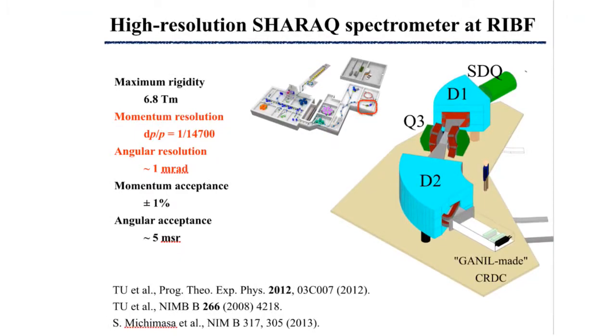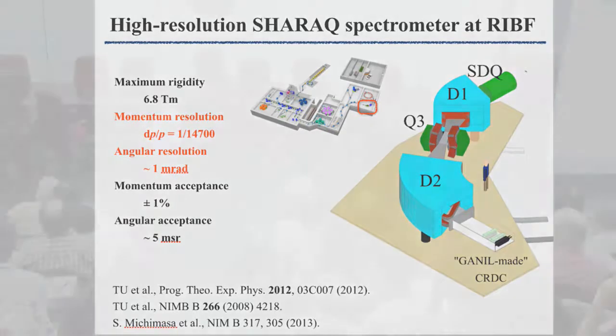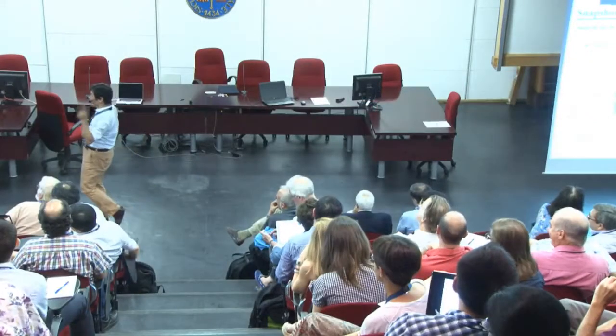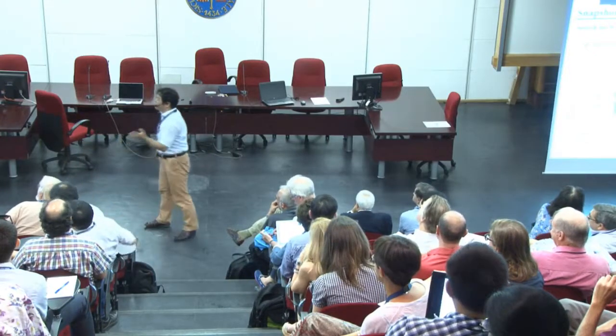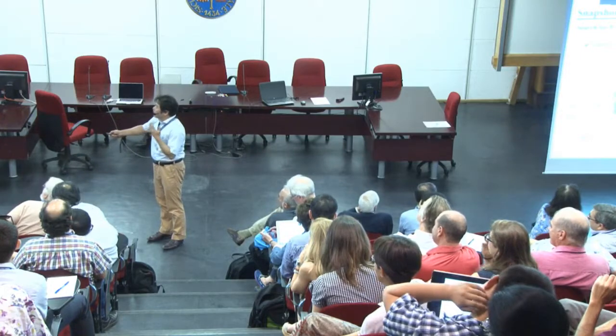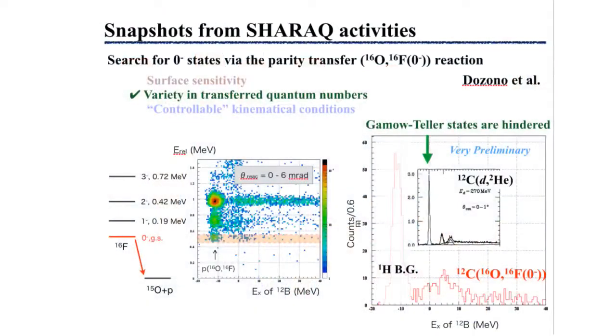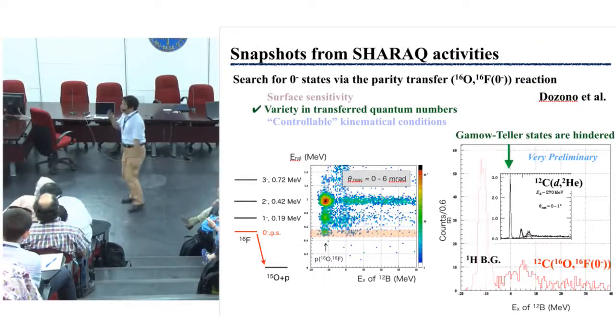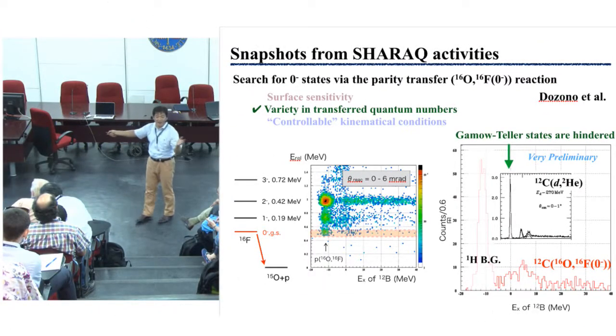Okay, and before going to my major topics, let me shortly show you a snapshot of the activities. One is a parity transfer reaction. This reaction has been proposed to search for the zero-minus state, which can be a baseline for our understanding of tensor force effects in nuclei. But maybe you know, it is not so easy to pin down the zero-minus state by light ion-induced reactions.